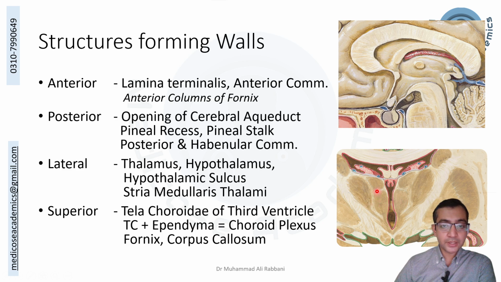On the lateral aspect, superiorly there is the thalamus, inferiorly there is the hypothalamus, and between them the hypothalamic sulcus, and here these are the stria medullaris thalami. So these structures, the stria medullaris thalami, are also visible. On the superior aspect, you will see the tela choroidea of the third ventricle, plus the ependymal choroid plexus, shown here and here. Above it there is the fornix. Still above it there will be the corpus callosum, which is in more direct connection on the posterior aspect.